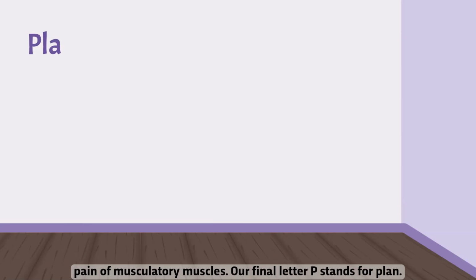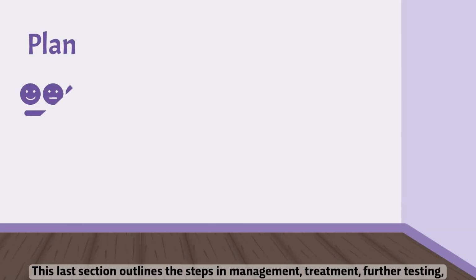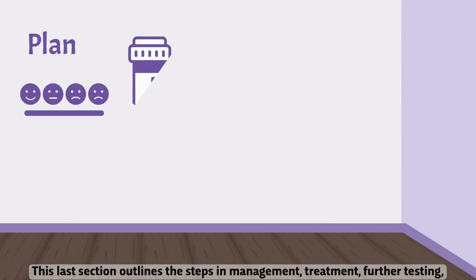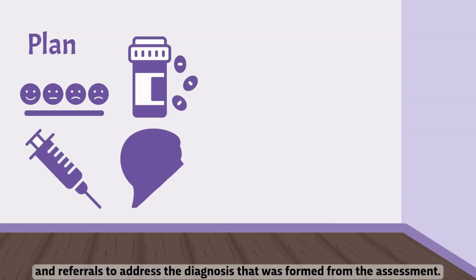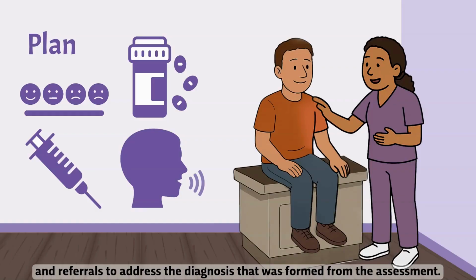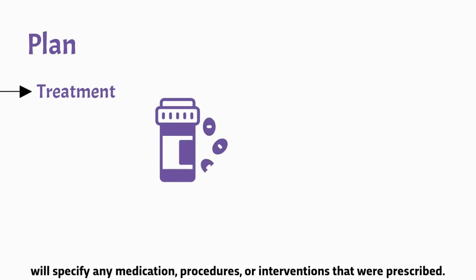Our final letter P stands for plan. This last section outlines the steps in management, treatment, further testing, patient education, and referrals to address the diagnosis that was formed from the assessment. The first component of this section is treatment. This is where you will specify any medication, procedures, or interventions that were prescribed.